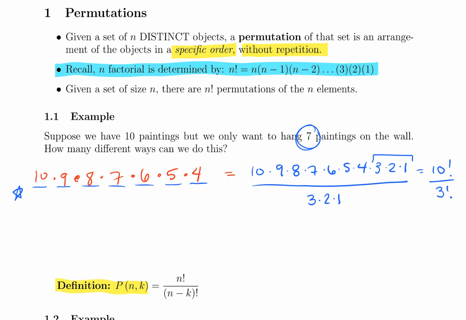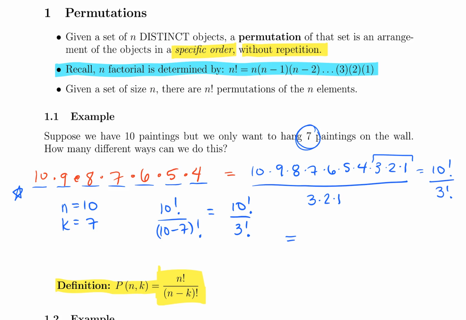So our definition, the permutation of n objects into k is going to be given by n factorial divided by n minus k factorial. And so in this example, we have n equals 10. There are 10 paintings. K is how many paintings we are keeping, so we have 7. And so we have 10 factorial divided by 10 minus 7 factorial, which is 10 factorial divided by 3 factorial, exactly what we saw before.